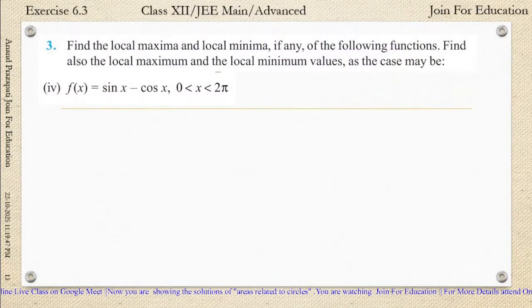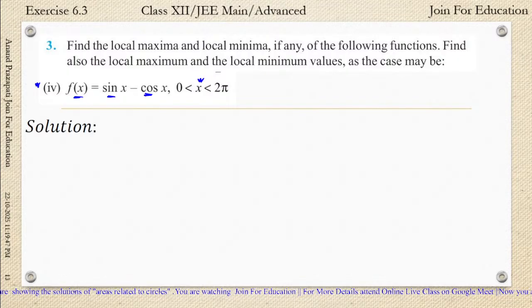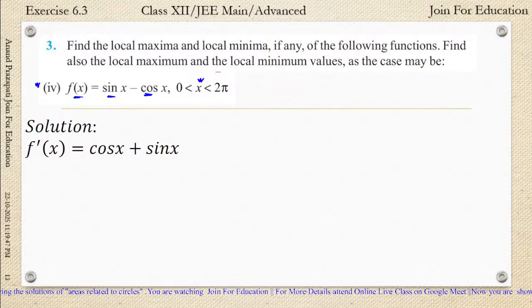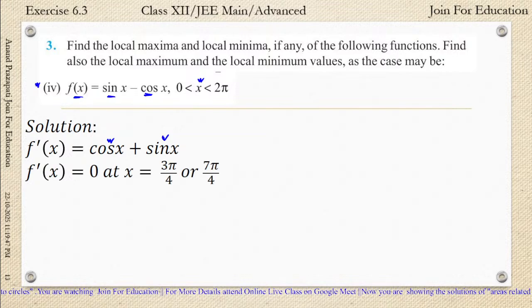Let's see question number 4. fx equal to sin x minus cos x, x greater than 0 but less than 2 pi. Let's see the solution. First derivative of fx is cos x plus sin x. f dash x equal to 0 at x equal to 3 pi by 4 or 7 pi by 4.